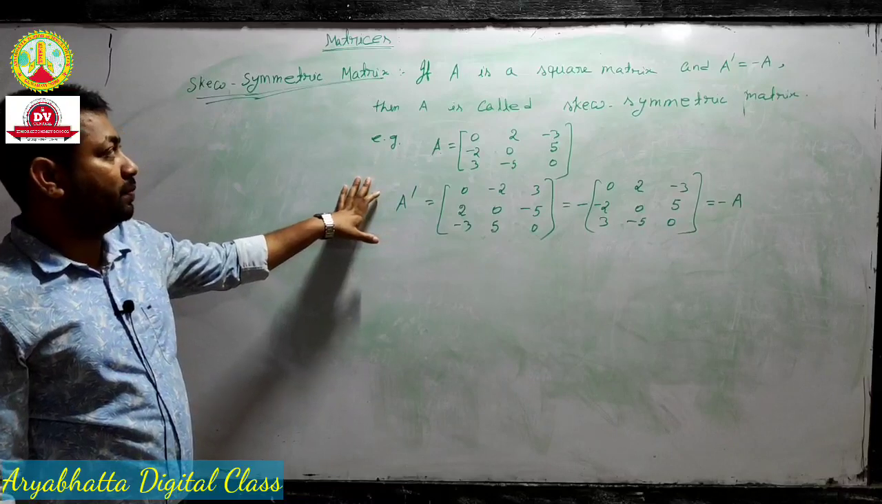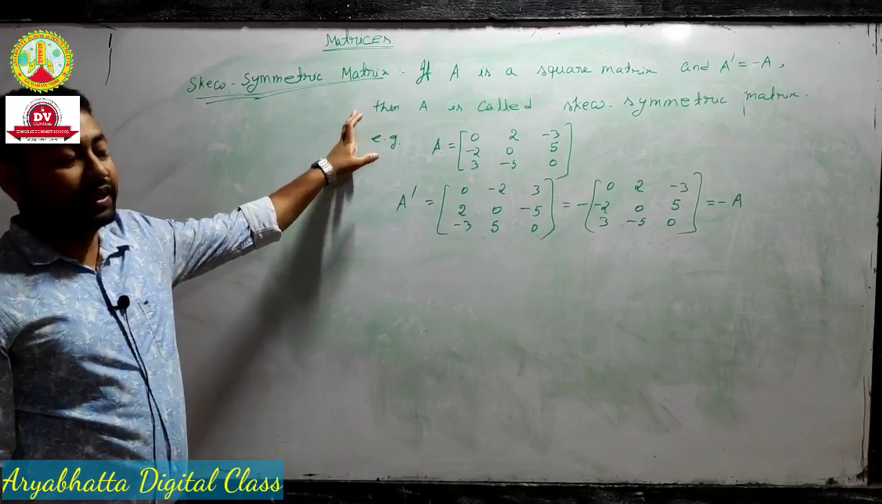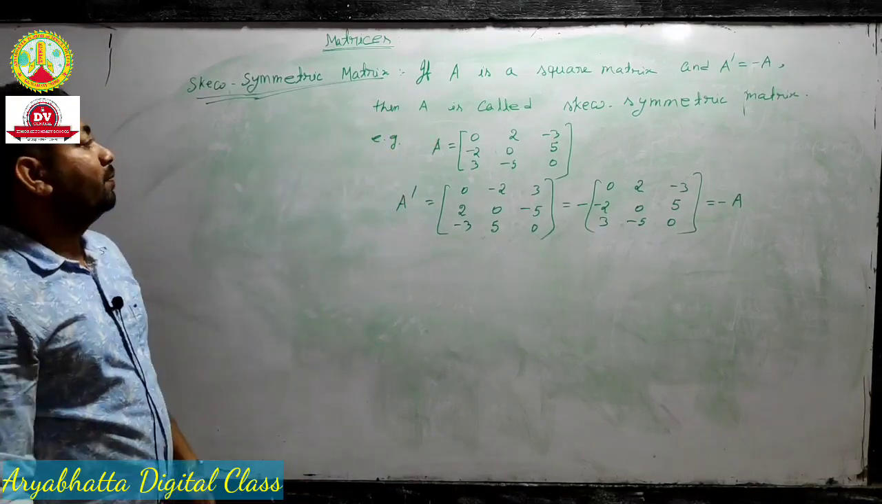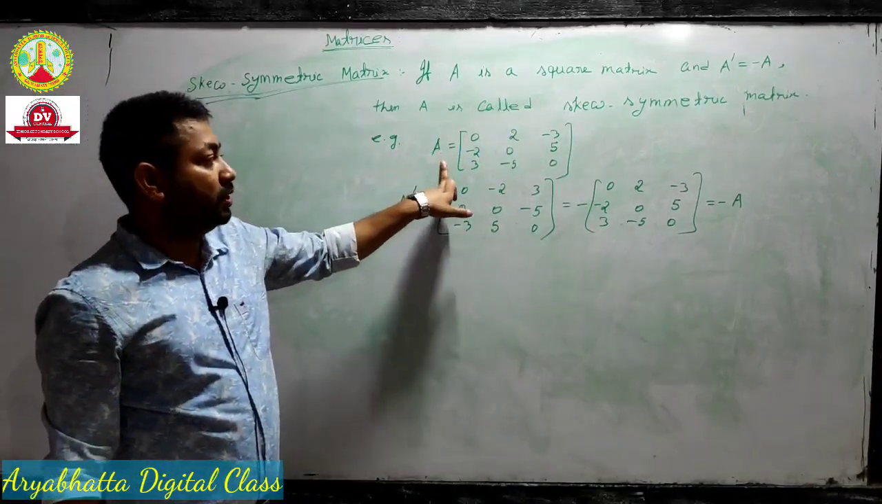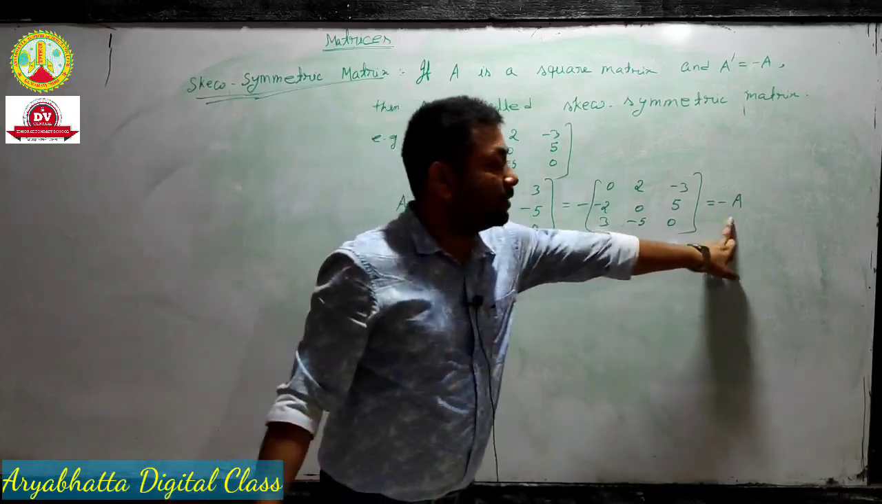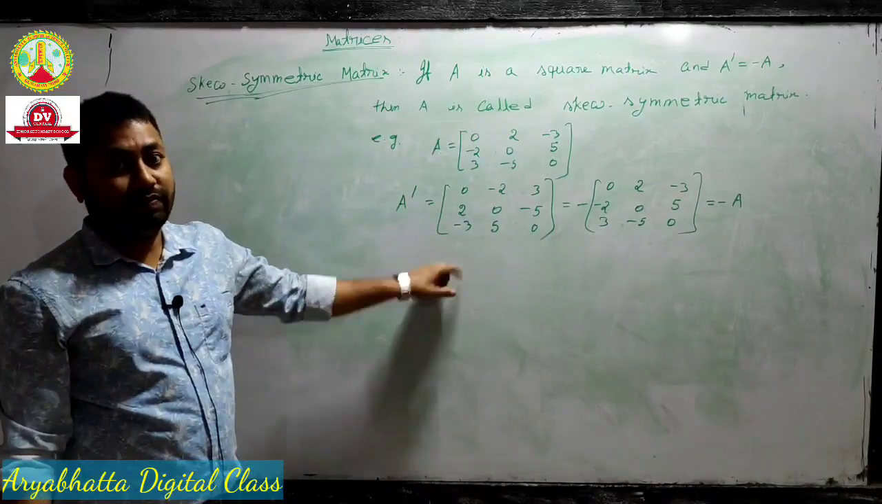What is a skew-symmetric matrix? If A is a square matrix and A dash is equal to minus A, then A is called a skew-symmetric matrix. For example, A is a skew-symmetric matrix because A dash is equal to minus A. Also, A is a square matrix.